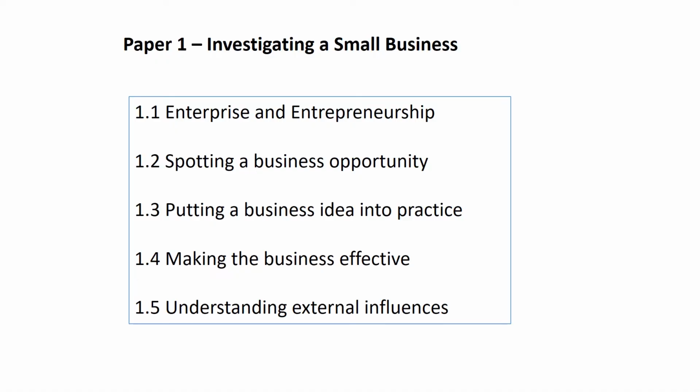There are 5 topic areas for Paper 1 GCSE Business with various subtopics beneath them. So you've got enterprise and entrepreneurship, spotting a business opportunity, putting a business idea into practice, making the business effective, and understanding external influences. The past paper questions that we will work through fall under some of the subtopics.